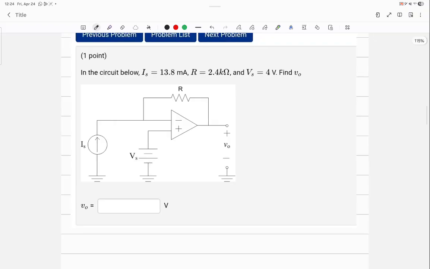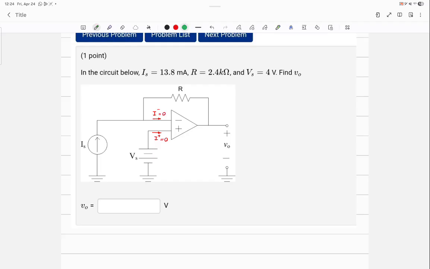Okay. Who's Hannah? Ready? Start with the first rule. Current. The currents are zero. So I positive is equal to 0. I negative is also equal to 0.